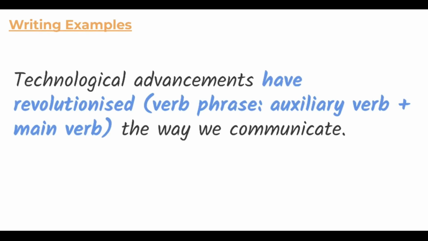So when an auxiliary verb like have is next to a main verb, like revolutionized, we have what's called a verb phrase. They're working together here. And that's the same for noun phrases and prepositional phrases as well. So when you see them all together, they're like friends, they're working in conjunction with each other, and we can call them a phrase, more than just one word.